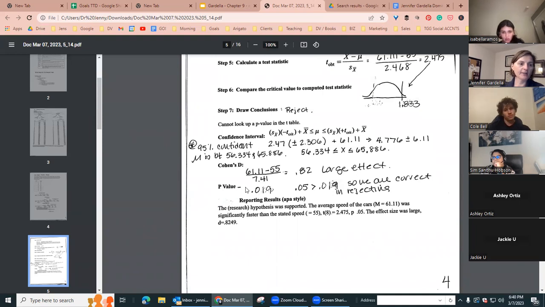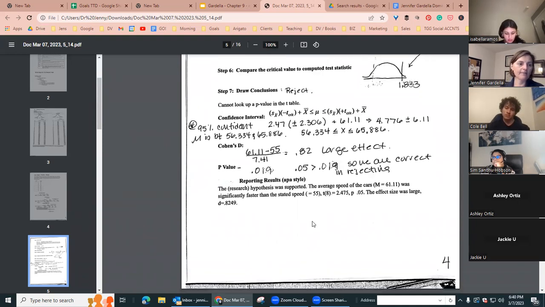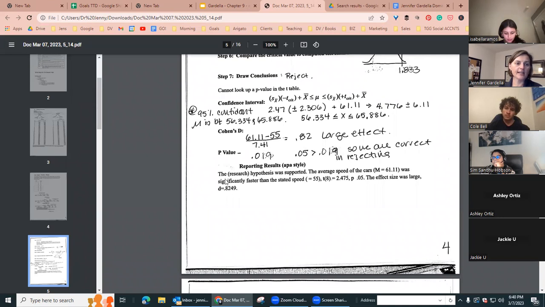And then our p-value. Again, I already went over that. And then here is how you can say this in APA style. And now we can start to include effect size. I don't think I did that in all the examples, but you can even include effect size.